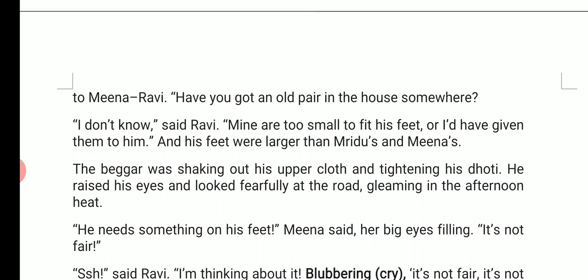He needs something on his feet, Meena said, her big eyes feeling it's not fair. So now Meena is having pity towards this beggar and she said that at least this beggar should have something on his feet because it's very hot outside and it is not good if we allow him to go without any help. So let's search out for something.